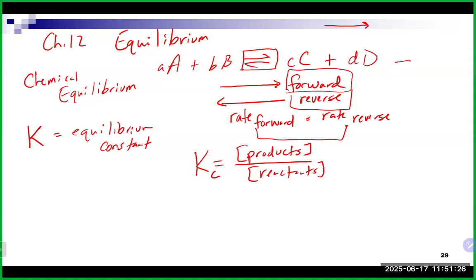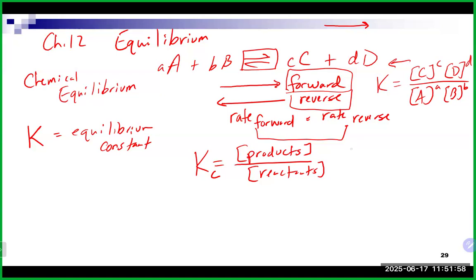Remember, though, that when you write that, you have to take into account the coefficients in the balanced equation. They become the exponents. So it is important that you take the coefficients up there as those exponents. Now, we could do it with concentration like we talked about. If you do have gases involved, oftentimes we measure pressure in some situations like that, rather than, say, molarity.